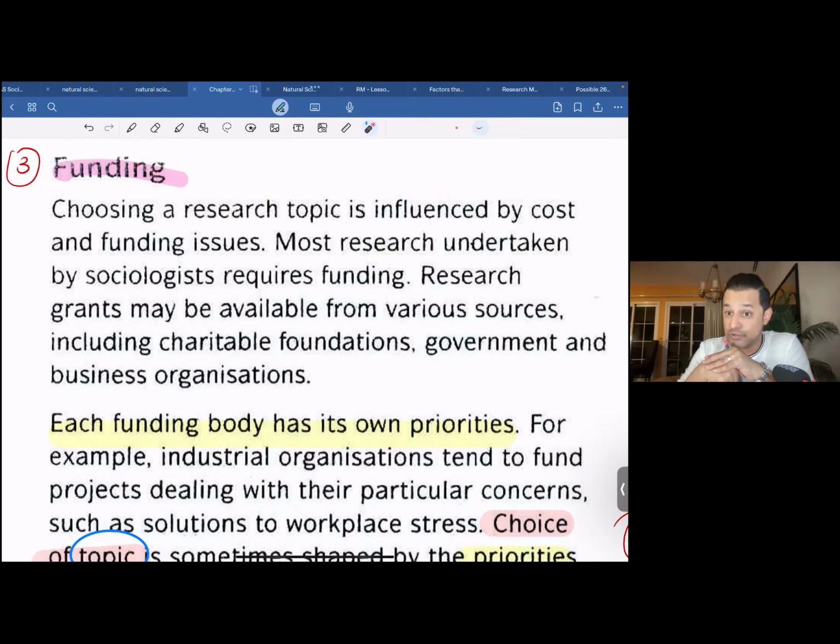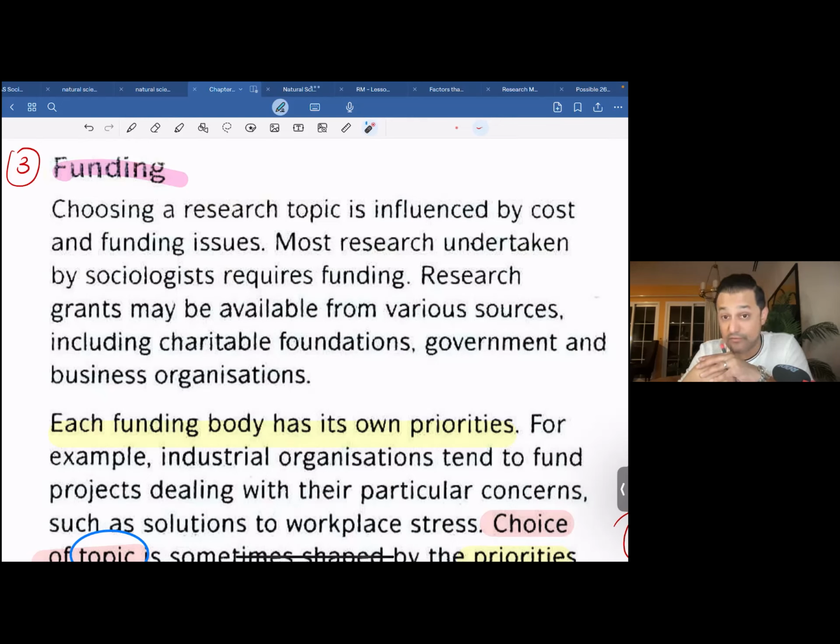The topic you've chosen as a researcher has to be in line with the organization that is offering funding. If your topic does not match the priorities set by the organization, they might not fund you, and they might end up funding someone else. So in many instances, the topics that researchers choose are influenced by the funding organizations, right?